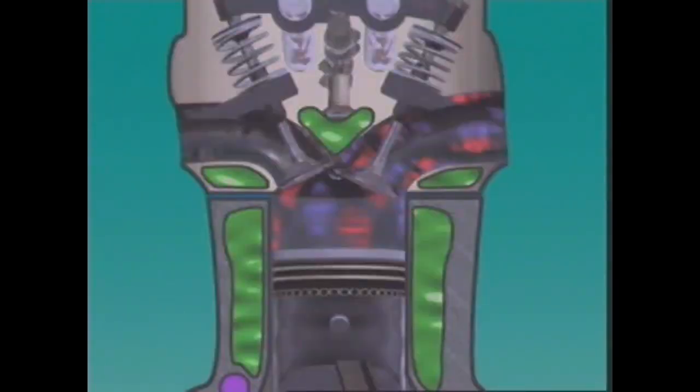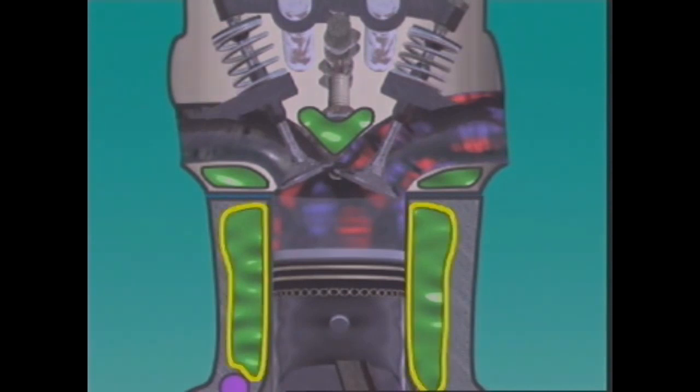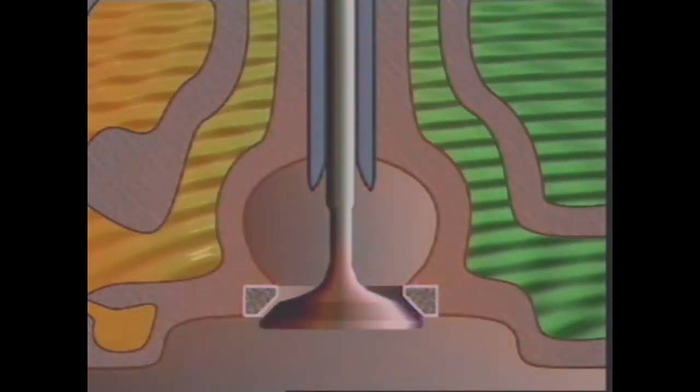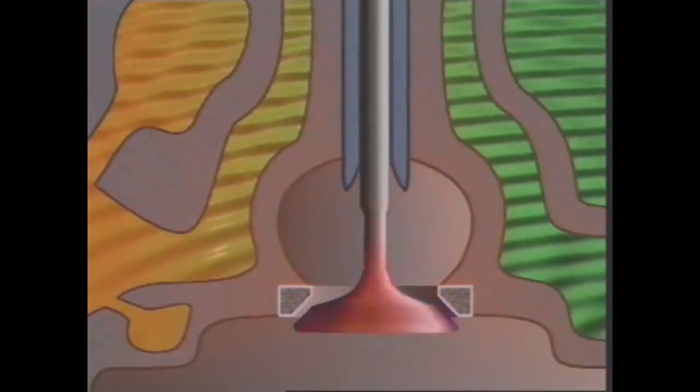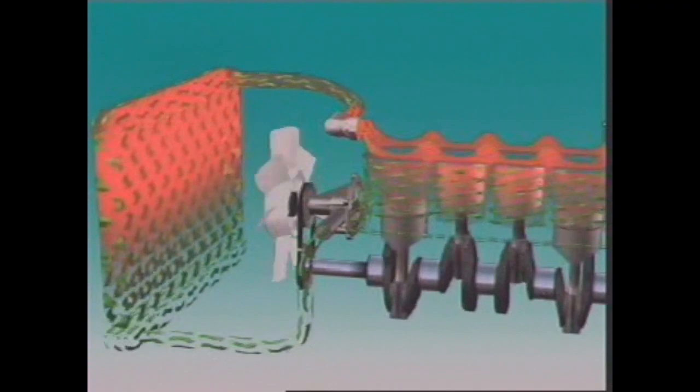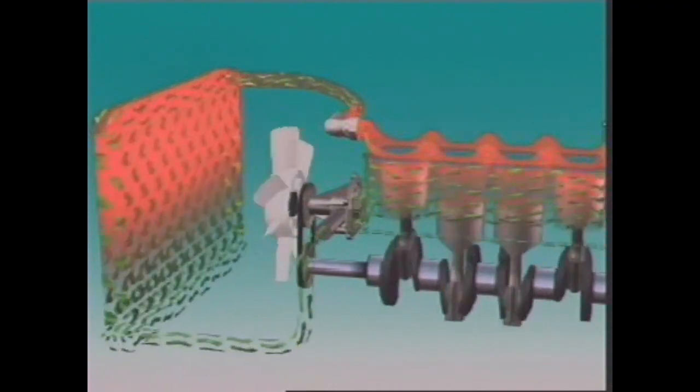Water jackets are passages in the engine block and cylinder head that surround the cylinders, valves and ports. Coolant can be directed to hotspots, such as the exhaust ports in the cylinder head, to stop local overheating. Finally, hot coolant is ready to leave the engine.